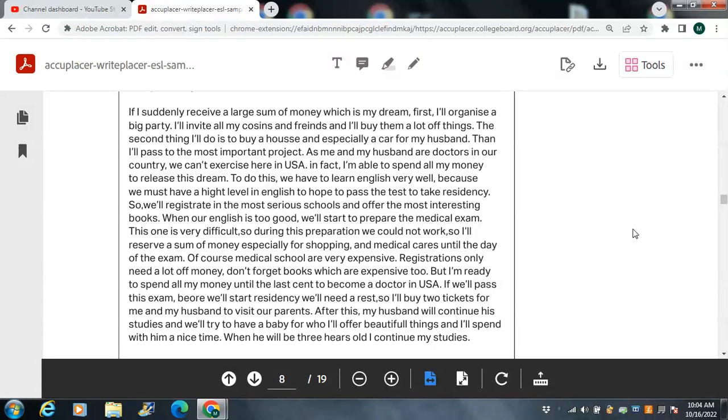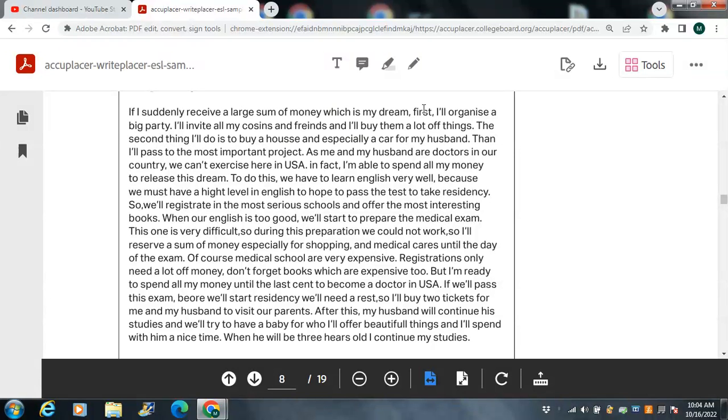"If I suddenly receive a large sum of money, which is my dream, first I'll organize a big party." Okay, the first sentence is definitely a complex sentence. We see the word "if," which is what's called a dependent marker, also called a subordinating conjunction. We see another one right here, "which," and we see the comma in the proper placement.